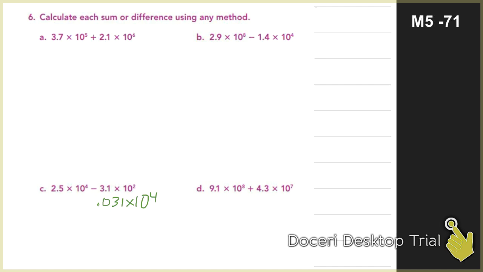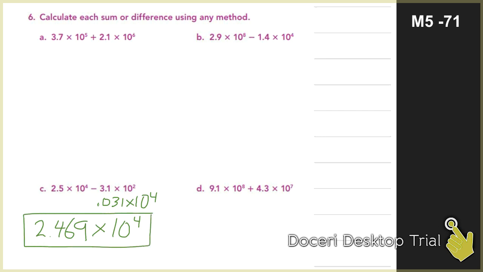So then I just need to do my subtraction, which when I subtract 31 hundredths from 2.5, I end up getting 2 and 469 thousandths, and that's times 10 to the fourth because that's what I had converted them to, and that becomes my answer because it's already in correct scientific notation.